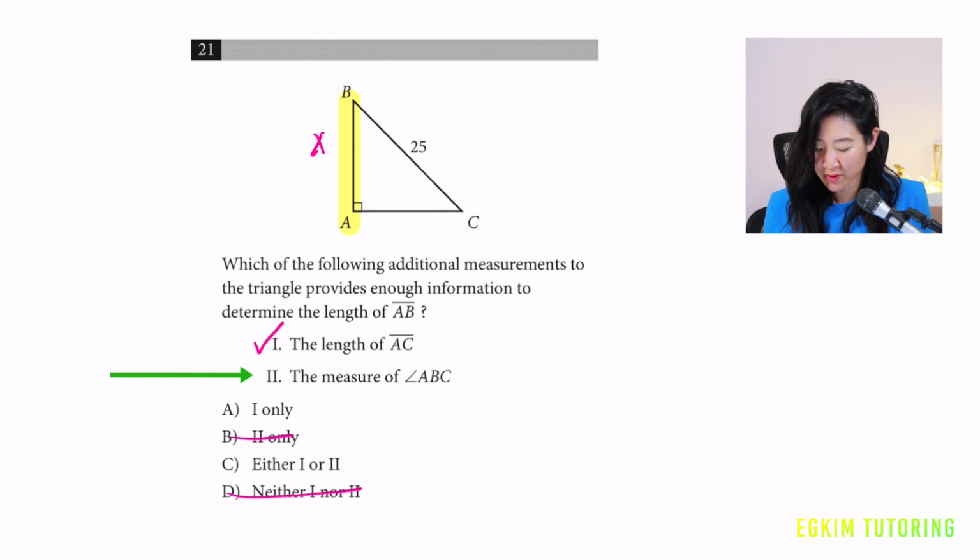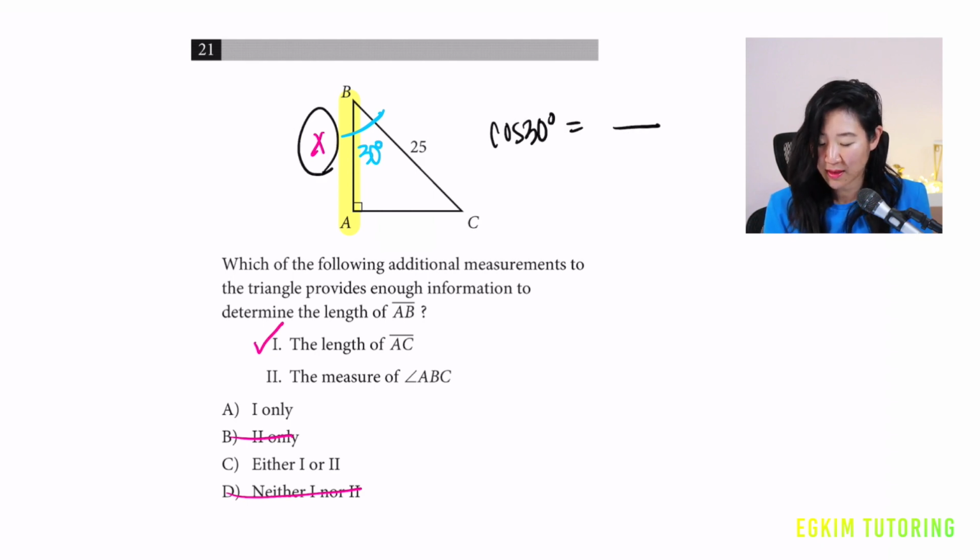Option 2 says the measure of angle ABC. Angle ABC is right here. So again, let's go ahead and give it a number and say that this angle right here is equal to, say, 30 degrees. You can use the cosine trig function to solve for X because you can say cosine of 30 degrees is equal to your opposite side, which is going to be side X, over the hypotenuse, which is 25. So option 2 works, which means that we can get rid of answer A, and you're stuck with answer C.